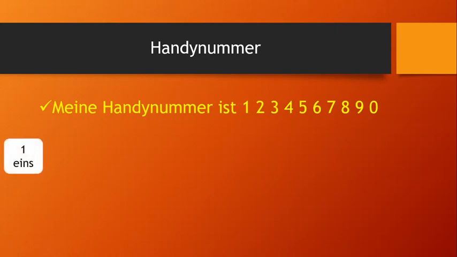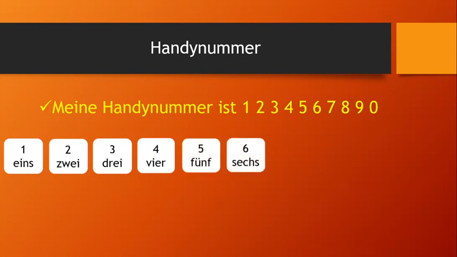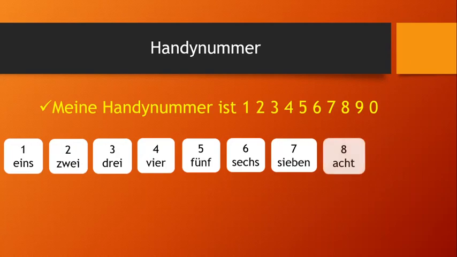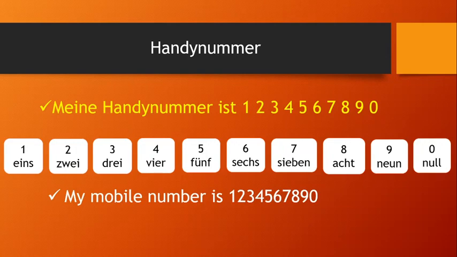So, it's 1, 2, 3, 4, 5, 6, 7, 8, 9 and 0. So 0 is 0. So my mobile number is 123456789. Now let's move to the next one.